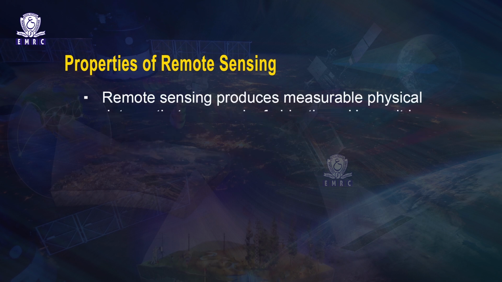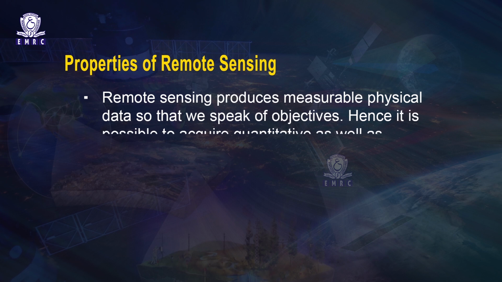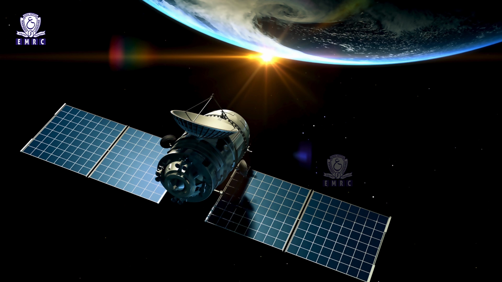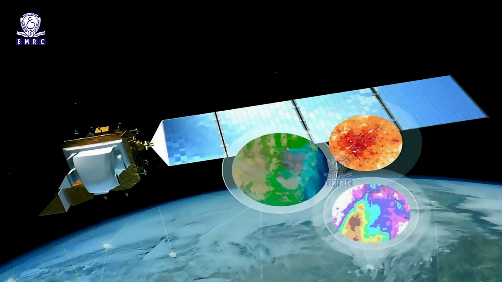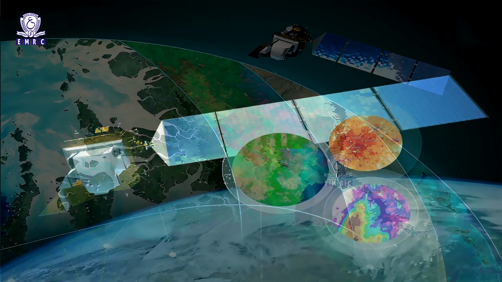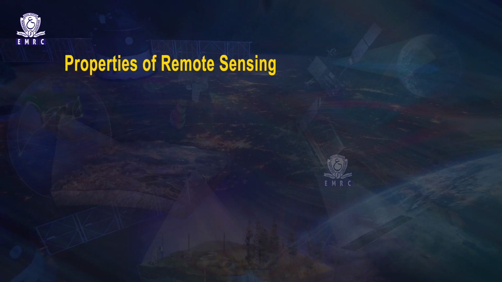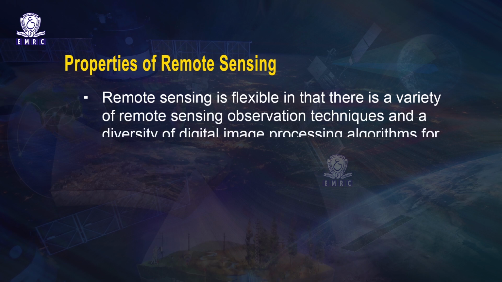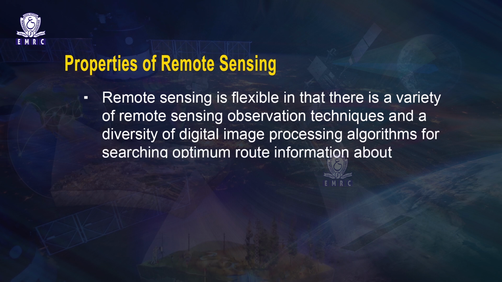Remote sensing produces measurable physical data, so that we speak of objectivity. Hence, it is possible to acquire quantitative as well as qualitative data about the Earth's surface. Remote sensing gives position-bound thematic information connected with the parameter, that is, what, where and how, for improvement and completion of existing maps. Remote sensing is flexible in that there is a variety of remote sensing observation techniques and a diversity of digital image processing algorithms for searching optimal information about the Earth's surface.